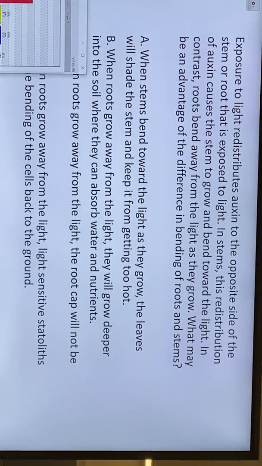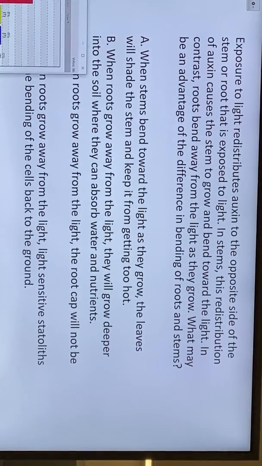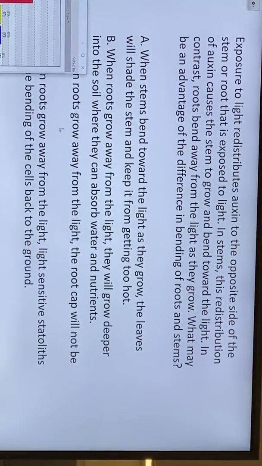What's too hot? The better answer here is B. So when roots grow away from the light, they'll grow deeper into the soil. That's an advantage, because then they're able to get water and nutrients. So that's what you want. You want root growth. So auxin is a signal that elicits two different responses on different parts of the plant that then select for the plant's survival. So that is why B is the correct answer here.